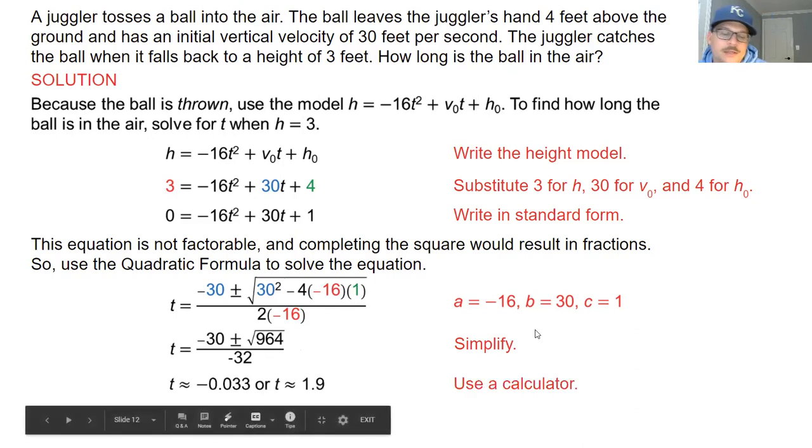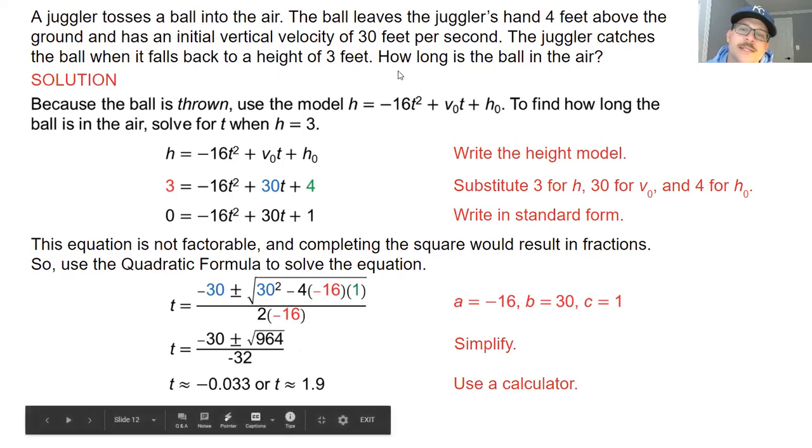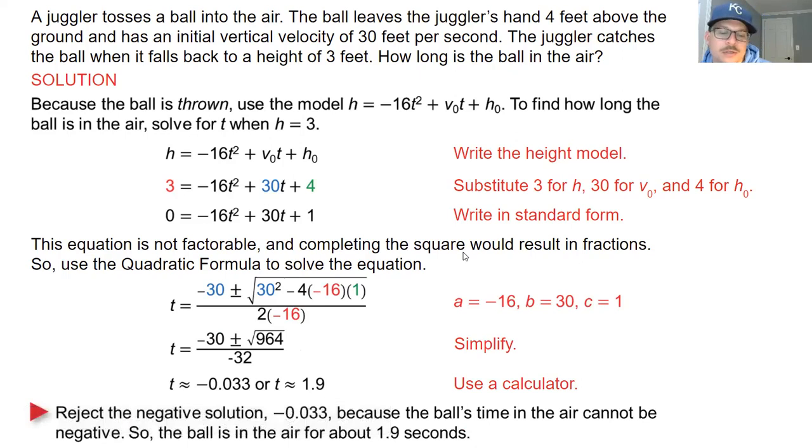Then you can just type that into a calculator to get both of your positive and your negative solutions, but we need to put this into a real life situation. The question is asking how long is the ball in the air. It does not make any sense if the ball is in the air a negative amount of seconds, so we're going to eliminate that as a possible solution, and we're going to only accept that it was 1.9 seconds in the air.